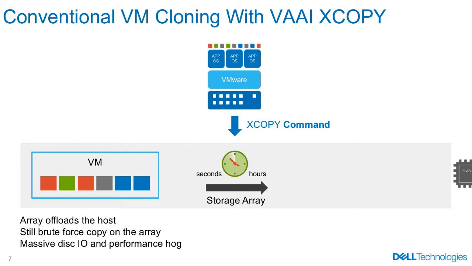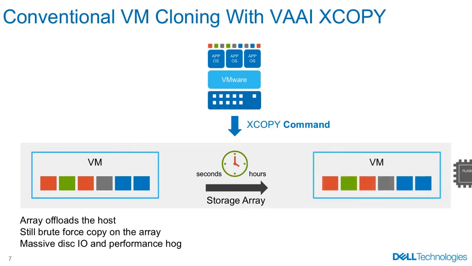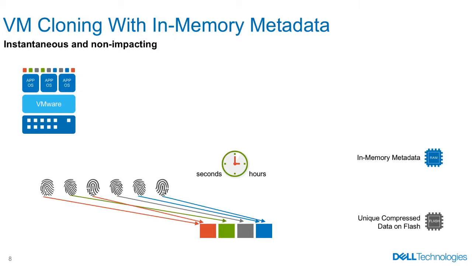VAAI XCOPY is the ability to offload the cloning operation from the ESXi host level to the storage level. With conventional storage, it's basically a brute force operation that moves the burden, moves the problem, from the ESXi host to the storage side. And here we can see an example of how we've implemented XCOPY with XtremIO.